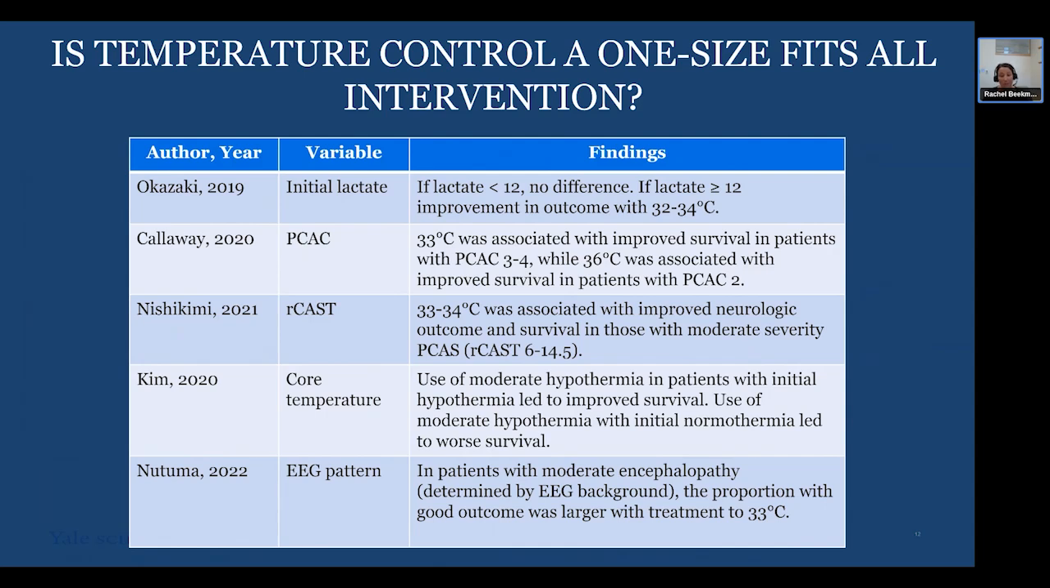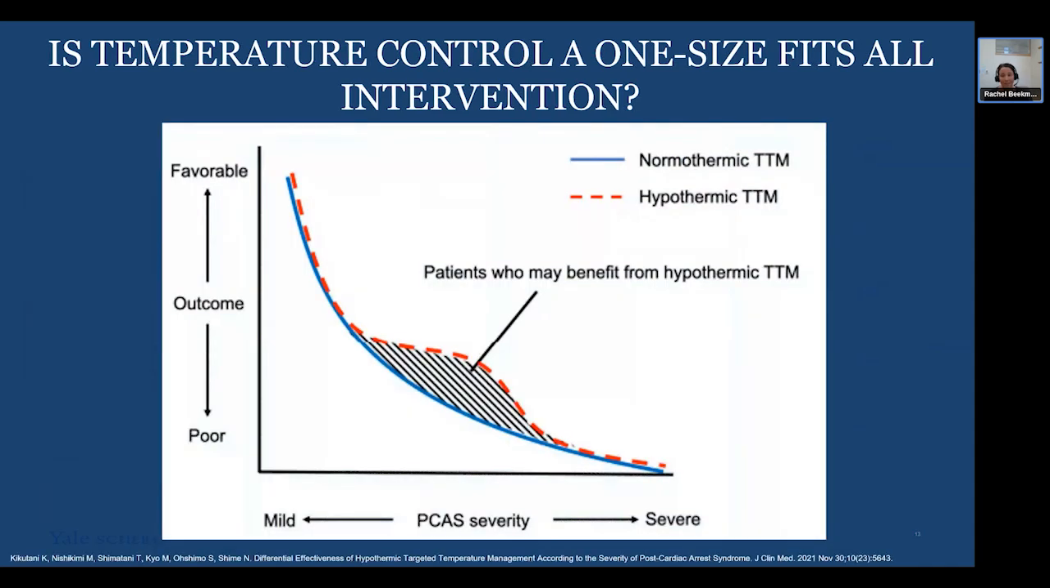Amongst the patients with moderate encephalopathy, which was defined by the presence of burst suppression, a low voltage recording, generalized periodic discharges, or a discontinuous background, the treatment with moderate hypothermia was associated with improved outcomes compared to the treatment with mild hypothermia, with an odds ratio of 2.38. These studies all suggest that there's an interaction between the post-cardiac arrest syndrome severity and the neuroprotective benefit of temperature control.